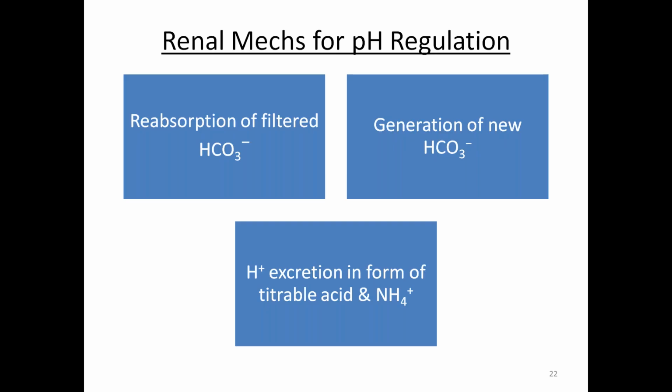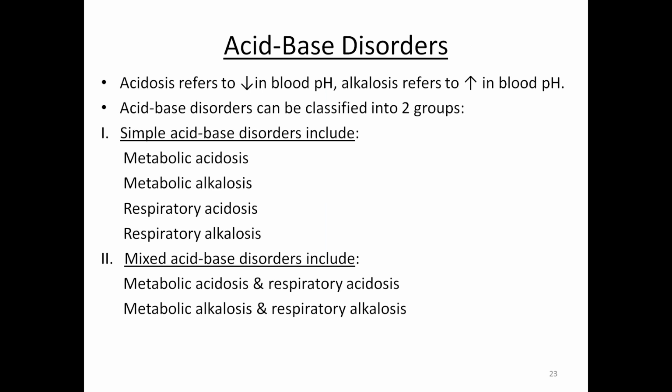So this is the renal mechanism for pH regulation, and we have already gone through this in the last chapter. So it consists of reabsorption of filtered bicarb, generation of new bicarb, and H plus ion excretion in form of titrable acid and ammonium. Now this is your main part of the chapter, so I would suggest that we all become extra alert here.